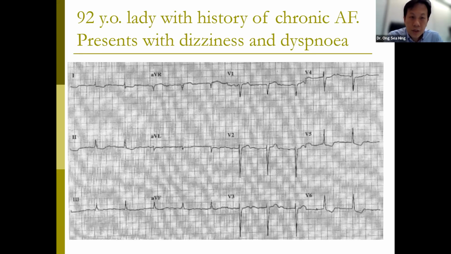This one is a patient, a 92-year-old lady with history of chronic AF, presents with dizziness and dyspnea. Okay. So this patient is a patient with atrial fibrillation. Now, first of all, you've got to look at the QRS complexes. It's kind of regular, wouldn't you say? If you look at the QRS complexes, it's quite regular. So the question is, is this AF? If it is AF, why is it so regular?